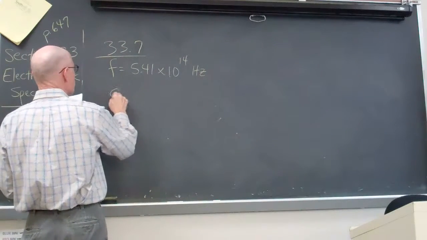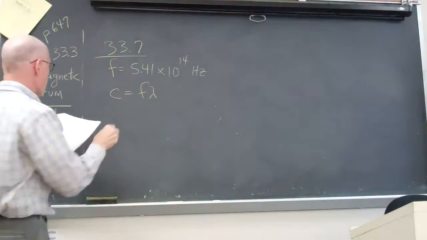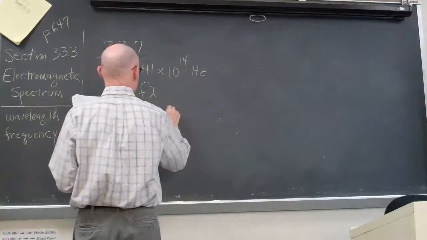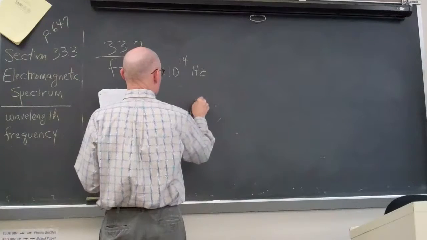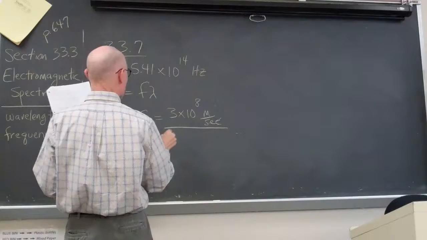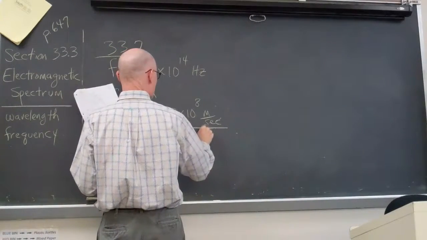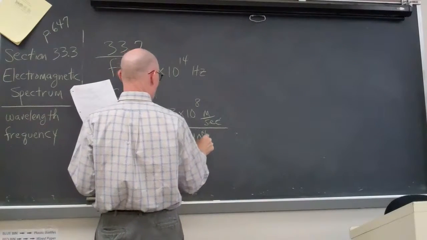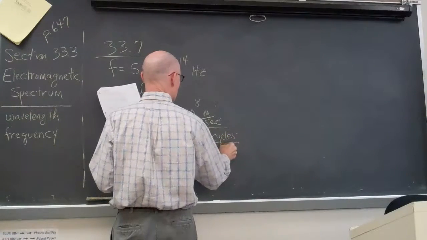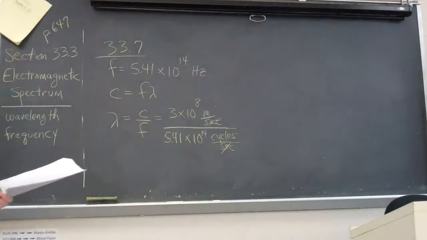Again, the same equation is in play. Speed of light is frequency times wavelength. We're solving for wavelength. And the frequency is 5.41 times 10 to the 14th. And I'm going to write it as cycles per second. Seconds cancel out, and again you're left with meters per cycle.